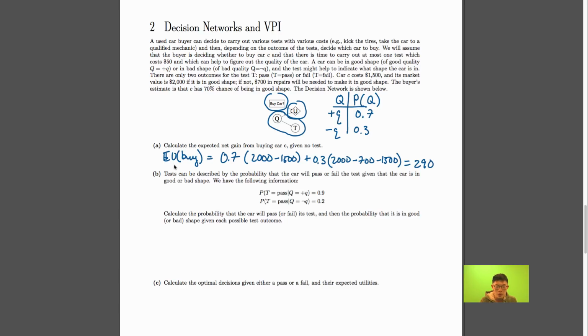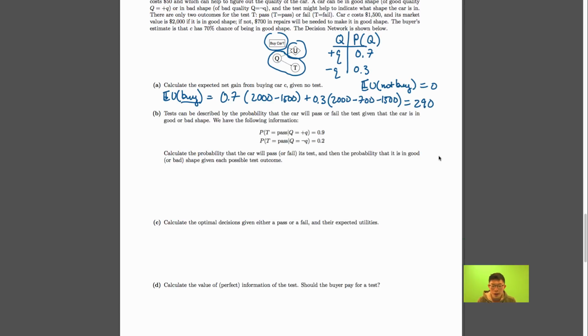I'll note that the expected utility of not buying the car is just 0. I'll actually write that here. Not buy is 0, right? Because we expend 0 money to buy the car, but then we also get 0 money in return because we didn't do anything. So in this scenario, we should actually choose to buy the car. If we weren't given any other information, this was all we knew, this was our prior probability over the quality of the car, we should just choose to buy it because buying it will give us an expected utility of 290.